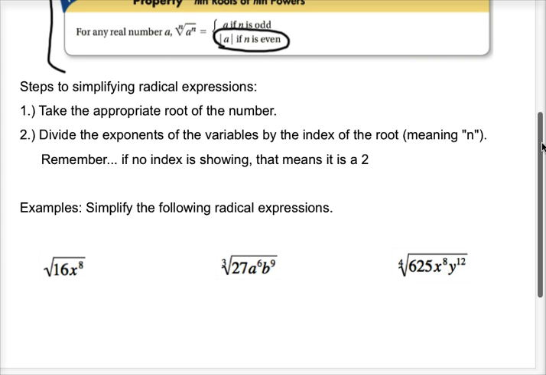So the first step is take the appropriate root of the number. And today you're going to be given all nice numbers, okay? We're starting off the easy way. We're starting off with all numbers that are going to have a nice root that I'm asking you to take, all right? And then the second step is I want you to divide the exponent of the variables by the index of the root, or that n value. All right? Now, remembering, if no index is showing, we're talking about 2, a square root. All right? So again, a little bit wordy to begin with, kind of difficult to understand until you really jump into an example.